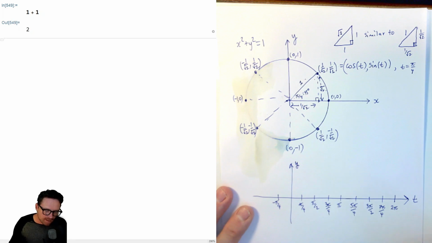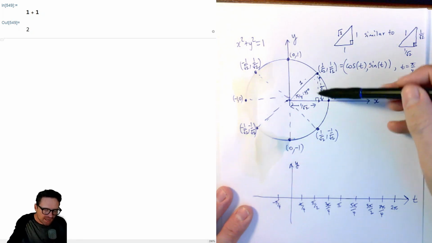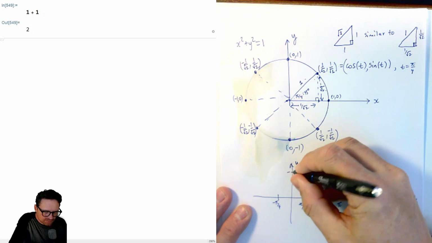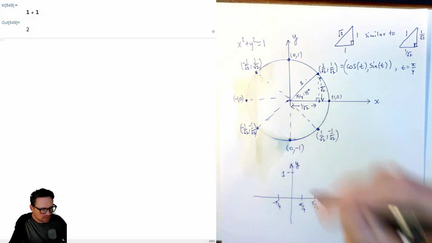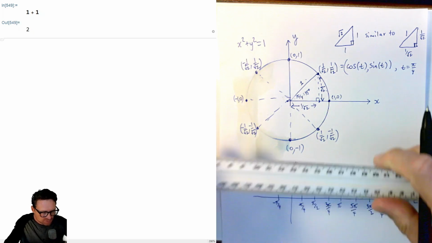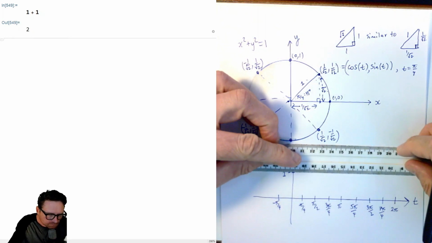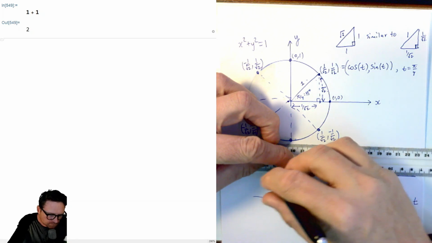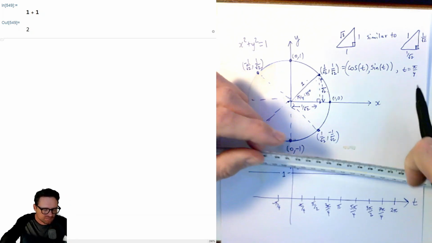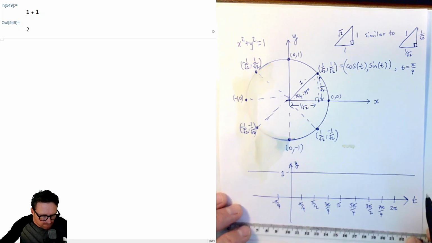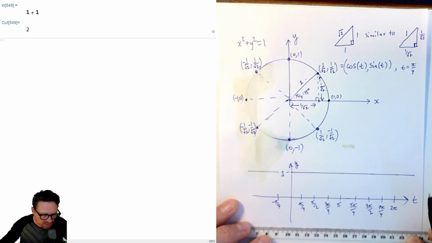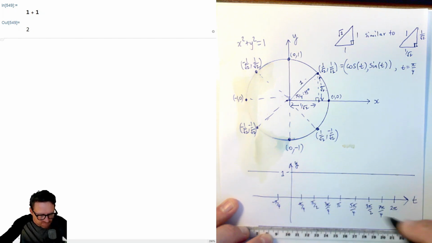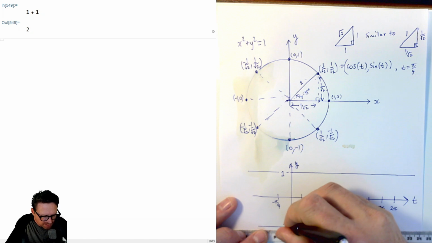Okay, now the highest the y values go is 1, so I want to put a line horizontally at y equals 1. And the lowest it goes is minus 1. So that would be down the bottom. Something like this at minus 1.